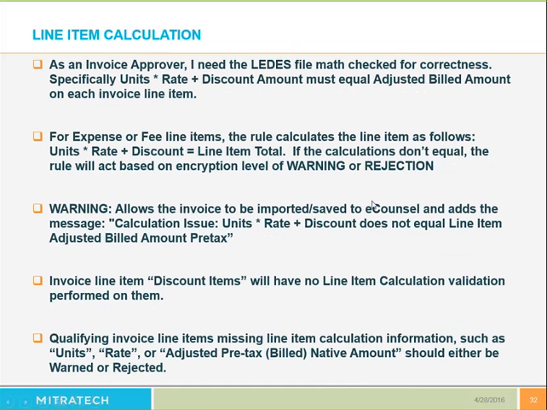The line item calculation rule is just checking the math for correctness of each of the detail line items. Basically, it calculates the units times the rate plus a discount amount, and it must equal the adjusted billed amount, which is the total line item. If the calculations don't equal, it's going to issue a warning or rejection, and the message will be that there's a calculation issue: the units times the rate plus a discount don't equal the adjusted billed amount pre-tax.